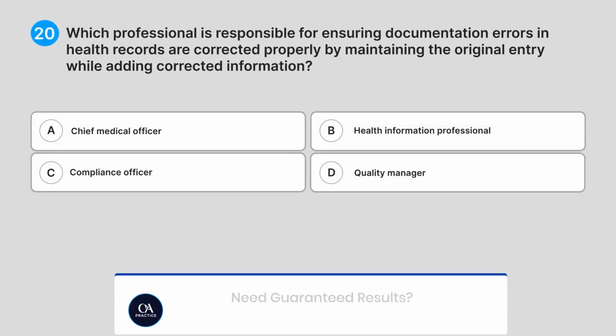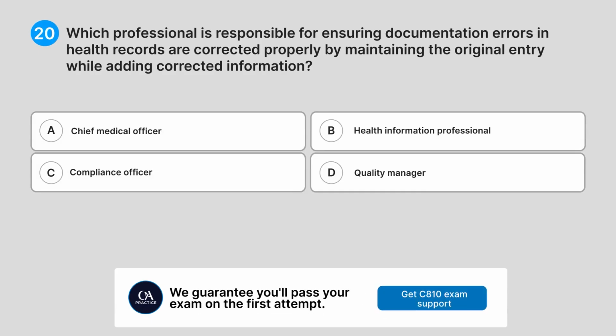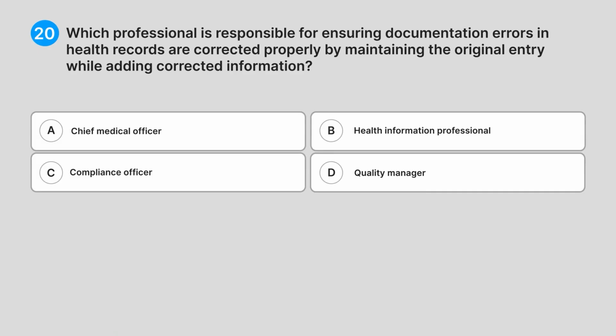20. Which professional is responsible for ensuring documentation errors in health records are corrected properly by maintaining the original entry while adding corrected information? A. Chief Medical Officer. B. Health Information Professional. C. Compliance Officer. D. Quality Manager.